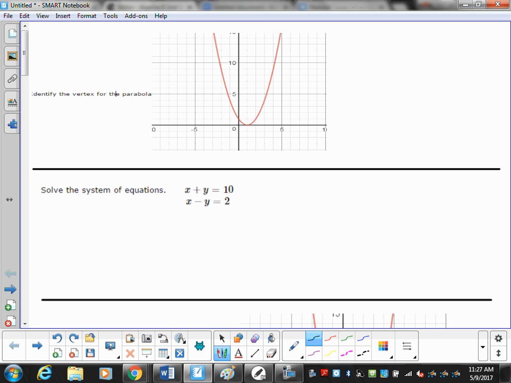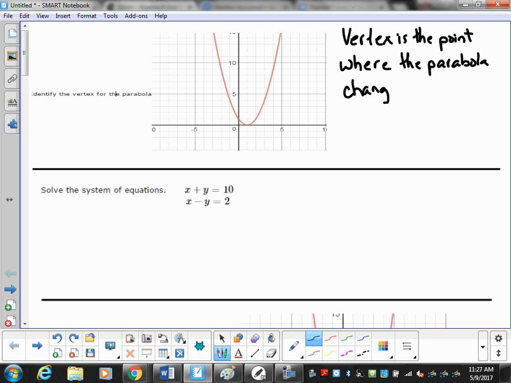And the vertex is the point where the parabola changes directions. In this problem, it's down here at the bottom of this red parabola, and it's right there. Okay? And so the vertex is always an ordered pair.